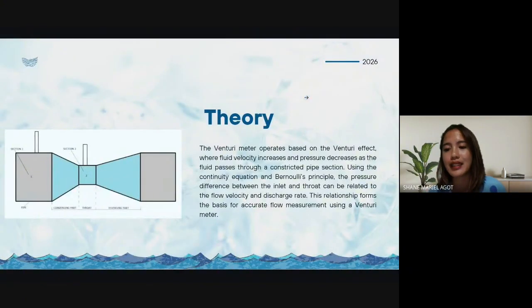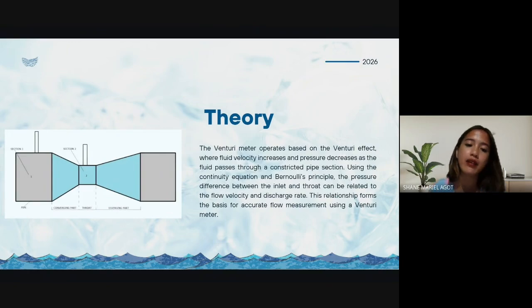Next slide. The theory. So, the operation of a venturimeter is based on the Venturi effect. This principle explains that when a fluid flows through a narrower section of a pipe, its velocity increases while its pressure decreases. According to the continuity equation, the flow rate inside the pipe must remain constant, so reducing the cross-sectional area forces the fluid to move faster.